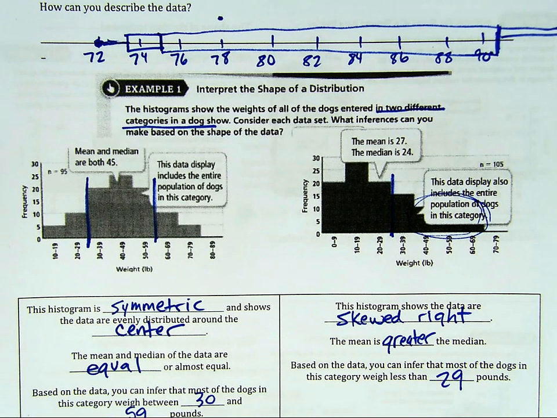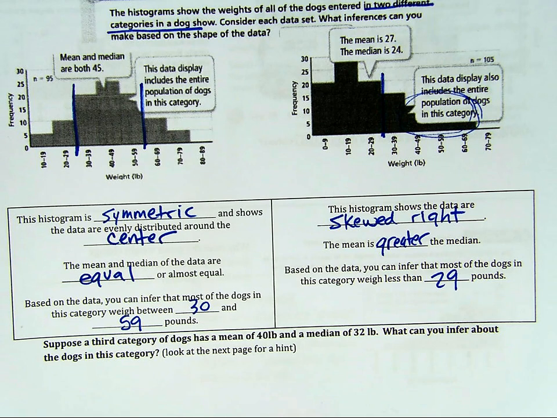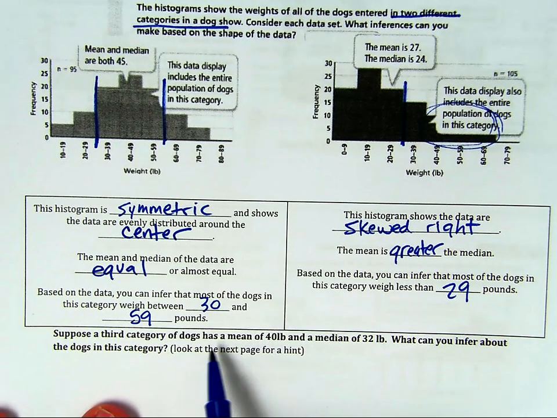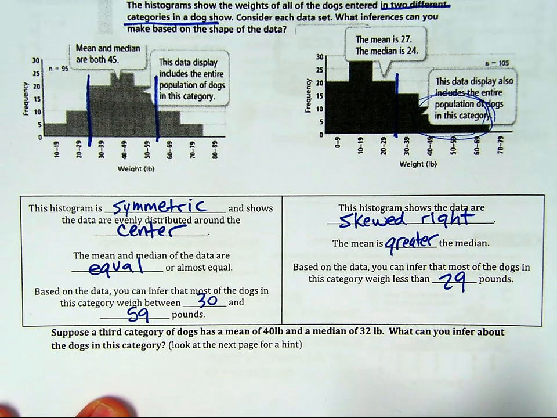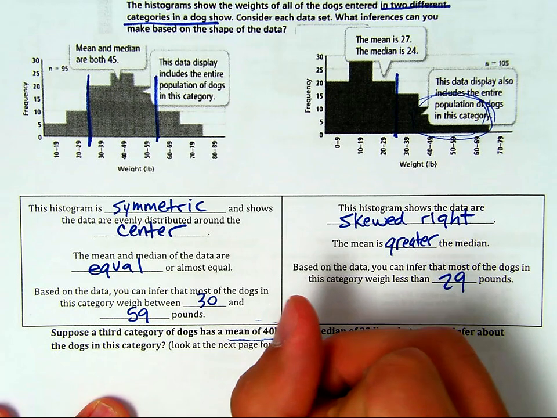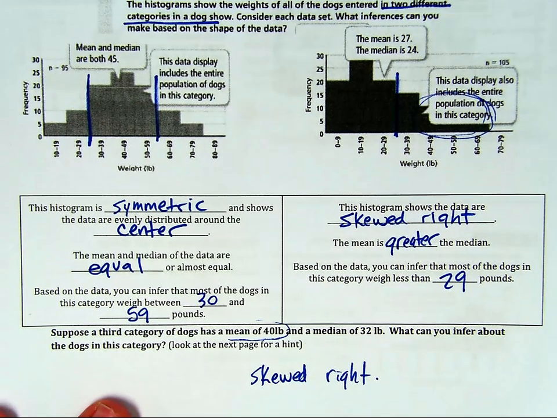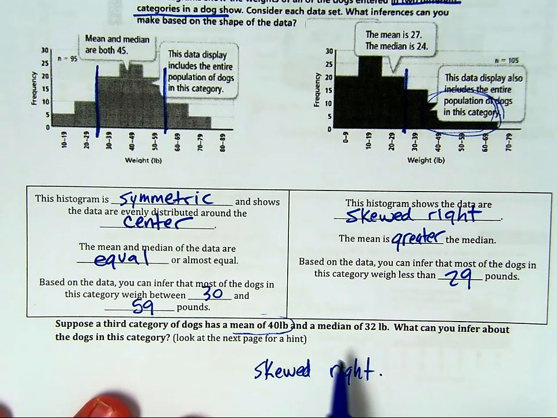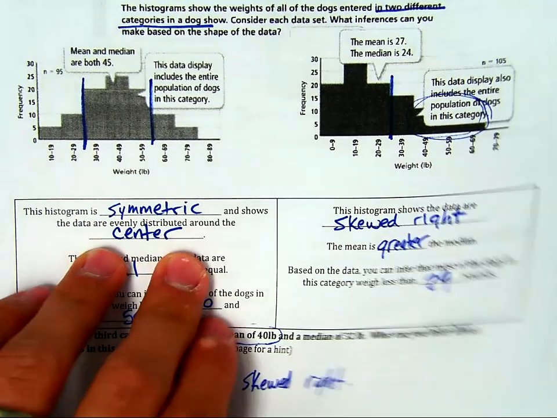Okay, so the next one says, suppose a third category of dogs has a mean of 40 pounds and a median of 32 pounds. What can you infer about the dogs in this category? If we have an average of 40 and a median of 32, anytime the mean is greater than the median, it's going to be skewed right. Anytime the mean is greater than the median, it's skewed right. So let's take a look at the next page, and we'll write some rules for the skews.